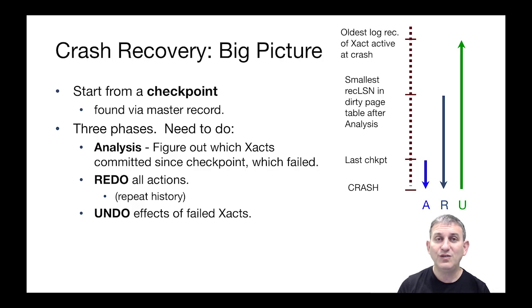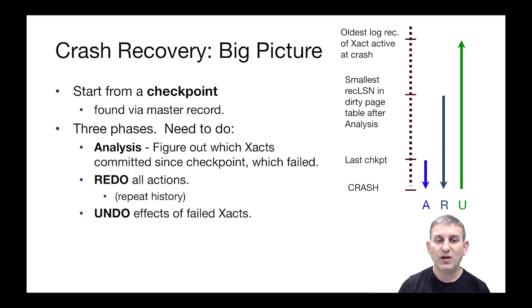We're even going to redo the CLRs. We're going to redo our undos that we were doing when we crashed. We're going to redo everything. And a key aspect of ARIES that makes it understandable and keeps it correct is this notion of repeating history. During redo, we're going to redo the actions of uncommitted transactions as well as redoing the CLRs of undone actions. Okay? And by the time we're done with redo, we've pretty much got the database in the state it was in at the time of crash.